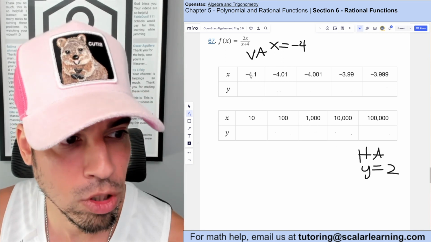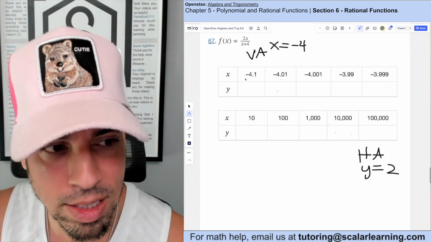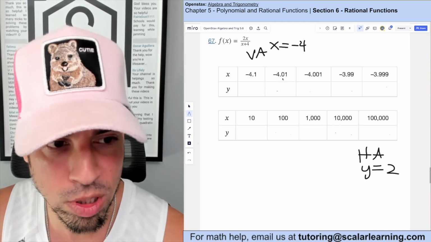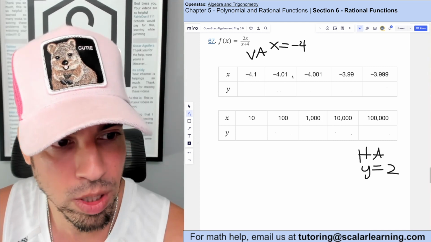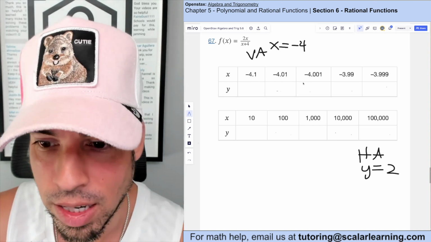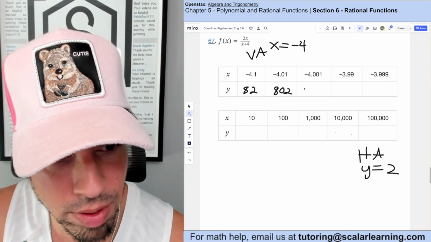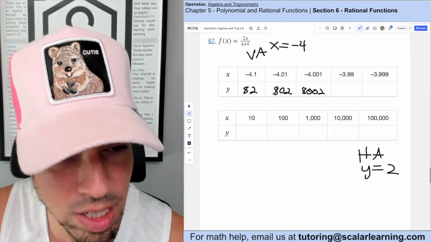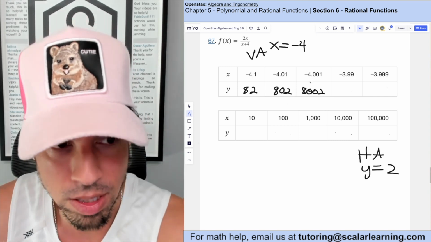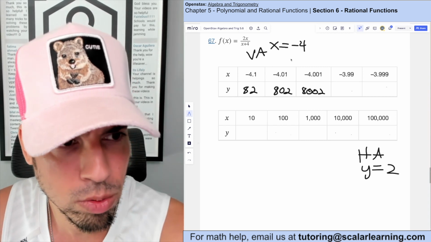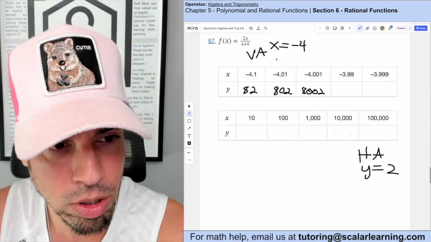And so let's first go to this first table, and we're going to plug in these values, -4.1, -4.01. Let's see where we're getting closer to as we get closer and closer to -4. So we've got 82 here. Next, we've got 802. Next, we've got 8,002. It sure looks like it's going up and up and up towards positive infinity. So that verifies that we do look like we have a vertical asymptote here.